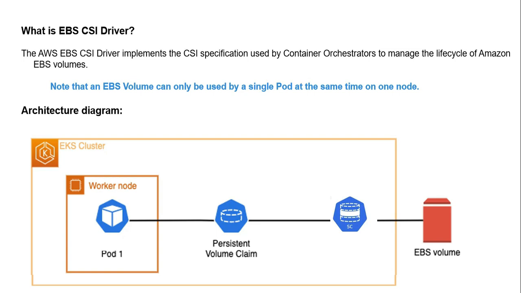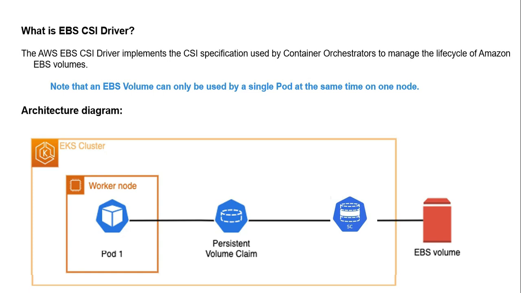One of the major drawbacks is that an EBS volume can only be used by a single pod at the same time on one node, which means that across two nodes you cannot mount the EBS volume at once. So you have to make sure the pod is properly allocated to the node that has the volume attached to it.